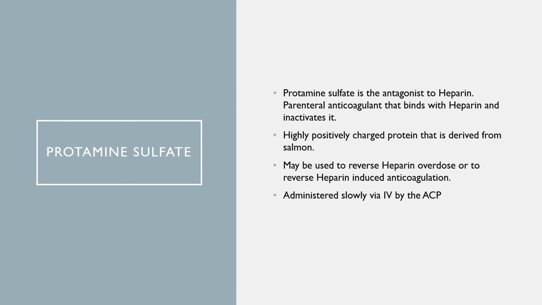Okay, moving on to protamine sulfate. Protamine sulfate is the antagonist to heparin. It's a parenteral anticoagulant that binds with heparin and inactivates it. It's a highly positively charged protein that's derived from salmon, and it may be used to reverse heparin overdose or to reverse heparin-induced anticoagulation. So this is the antagonist to heparin. We can use it to reverse the effects if need be. And it is usually administered very slowly via IV by our anesthesia care providers.